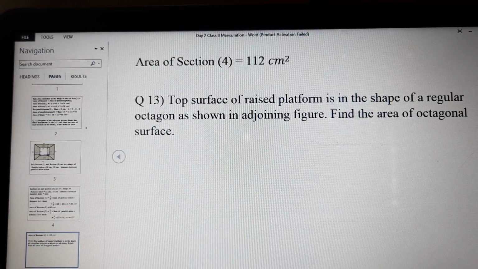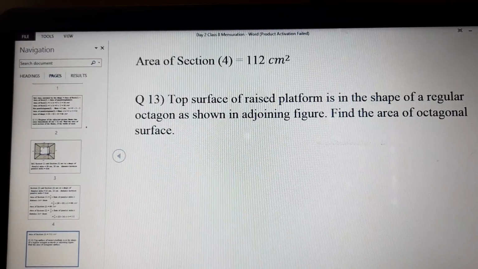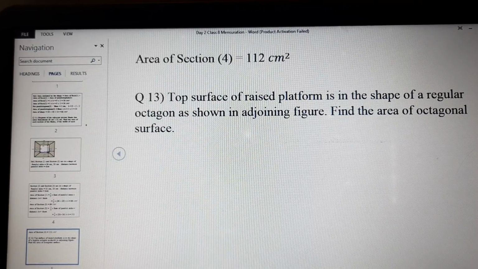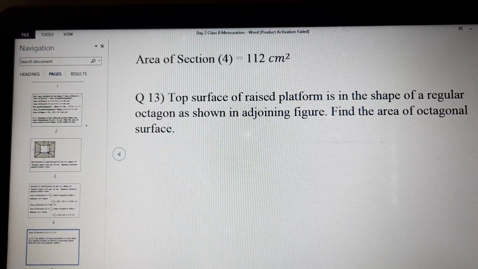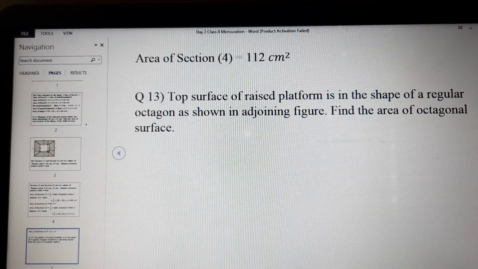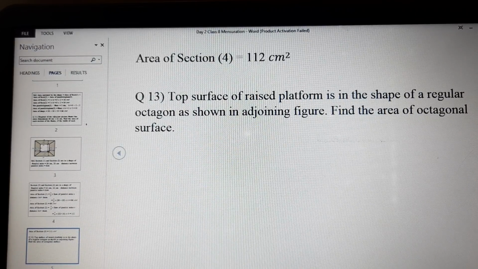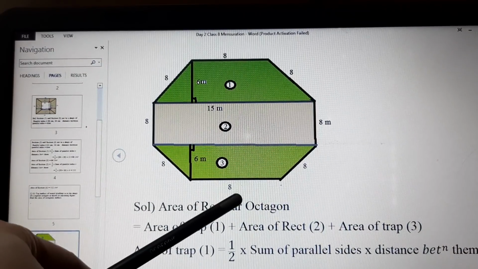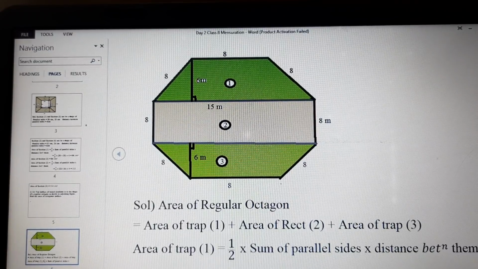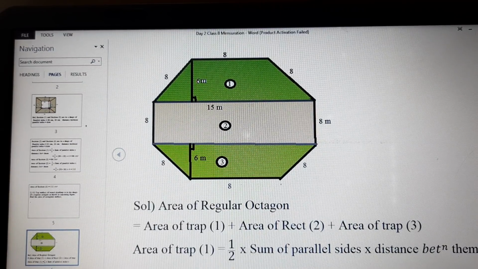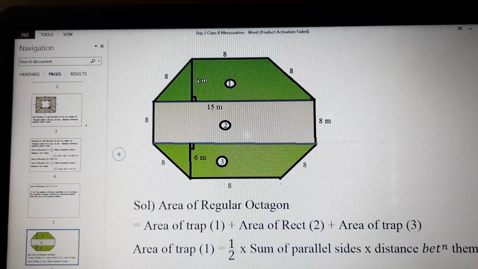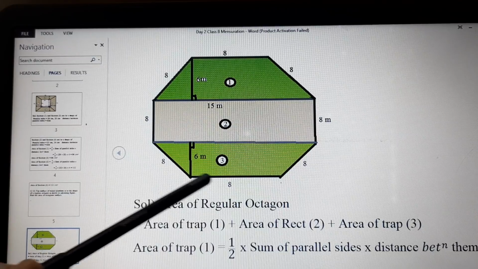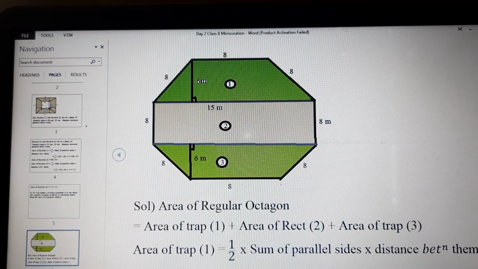Moving on to the next question. The top surface of a raised platform is in the shape of a regular octagon as shown in the adjoining figure. Find the area of the octagonal surface. So this kind of octagon has been given, which is a regular octagon, means all 8 sides of the octagon are equal, and the measurement has been given as 8. So the length of one side of the octagon is 8 meter.